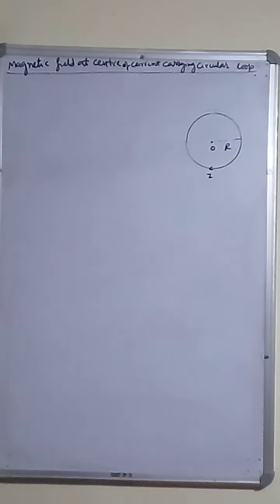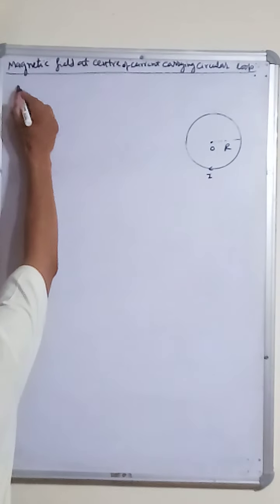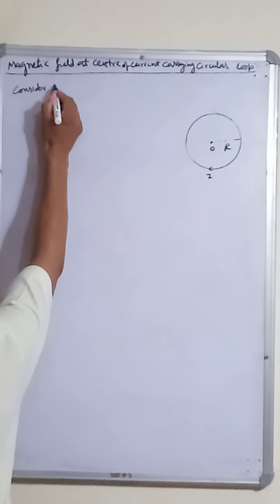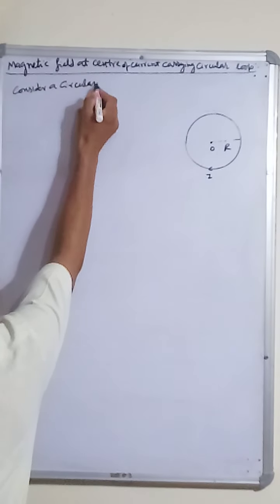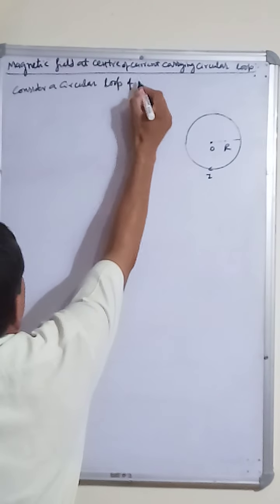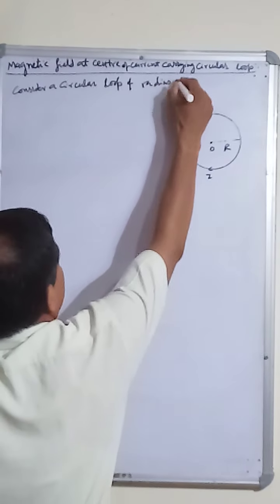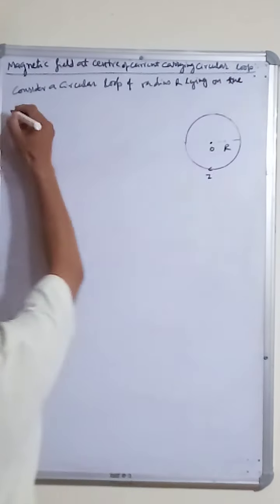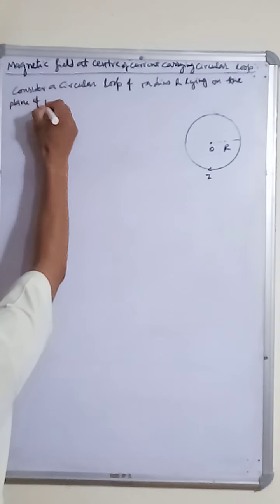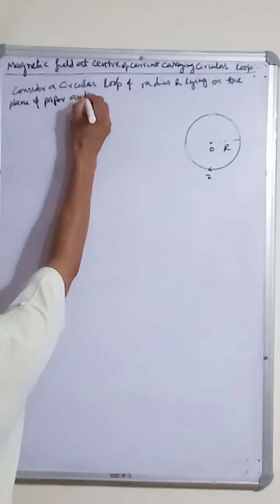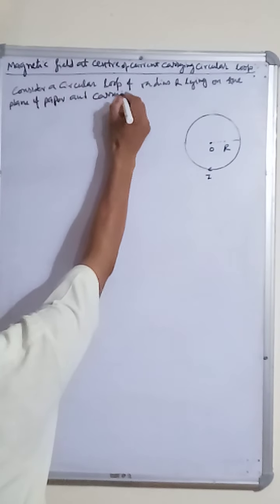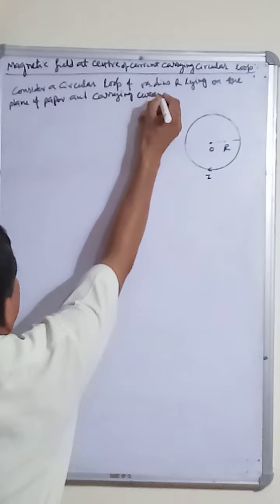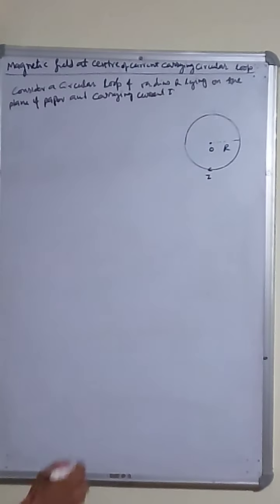In order to find the magnetic field at its center, we suppose that the loop consists of infinitely small current elements. So we consider a circular loop of radius r lying on the plane of paper and carrying current I. This is about the loop.